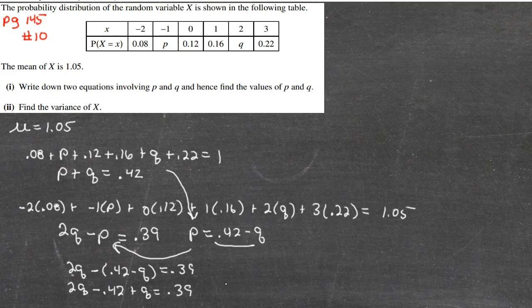And then all I'm going to do is distribute the negative across 0.42 minus Q, and then solve. And what I'm going to find out is that 3Q is going to equal 0.81. And then when I divide, I'm going to find out that Q is equal to 0.27.